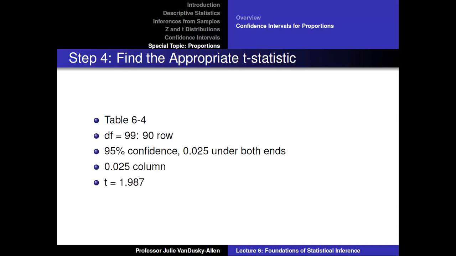Going to table 6.4 in your textbook, we have to look for a 99 row. There is no 99 row, so you look for the closest lowest one, which is 90. Then we look at the 0.025 column since we want a 95% confidence interval. The t-value associated with the 90 row and the 0.025 column is 1.987.